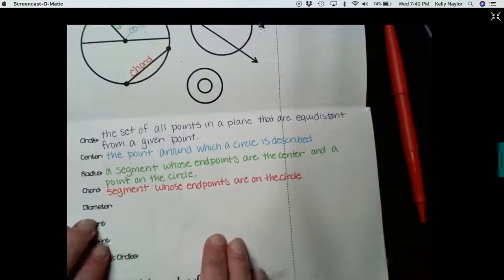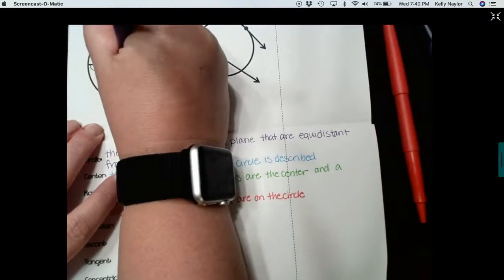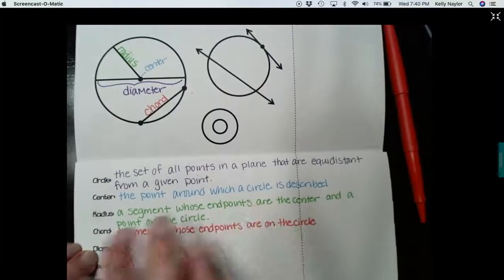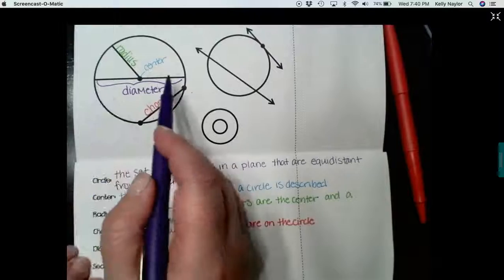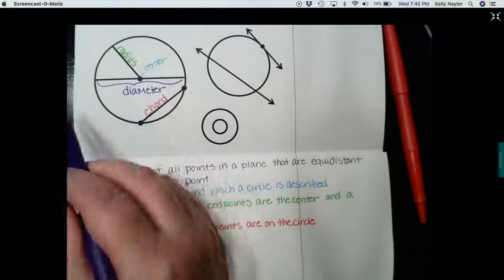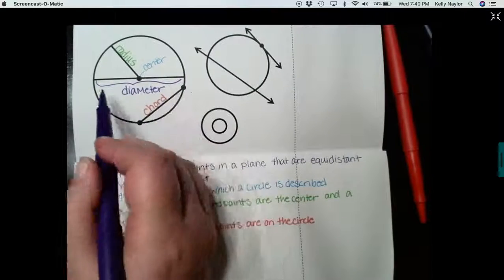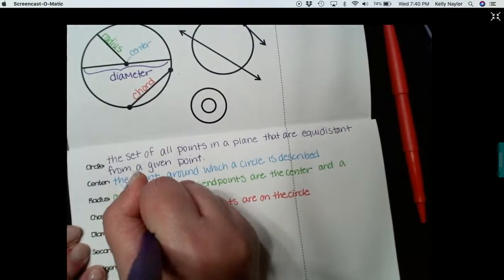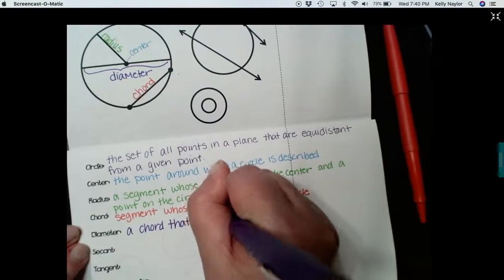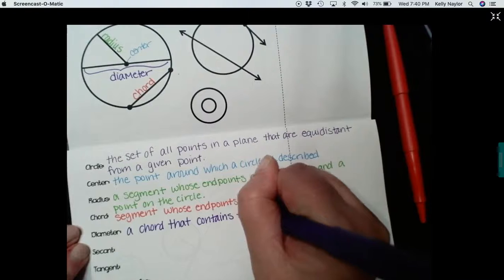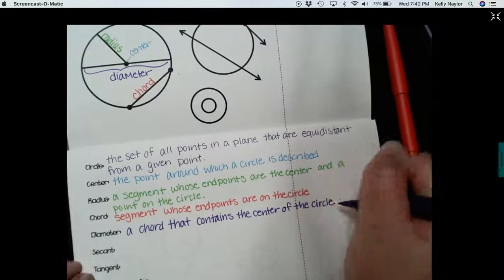All right, next we have a diameter. All right, there's my diameter. Okay, so diameter, also a segment. It's definite start, definite stop. Both of its endpoints lie on the circle. So a diameter is a type of chord. But the difference between a diameter and just a chord is that the diameter is a chord that contains the center of the circle.